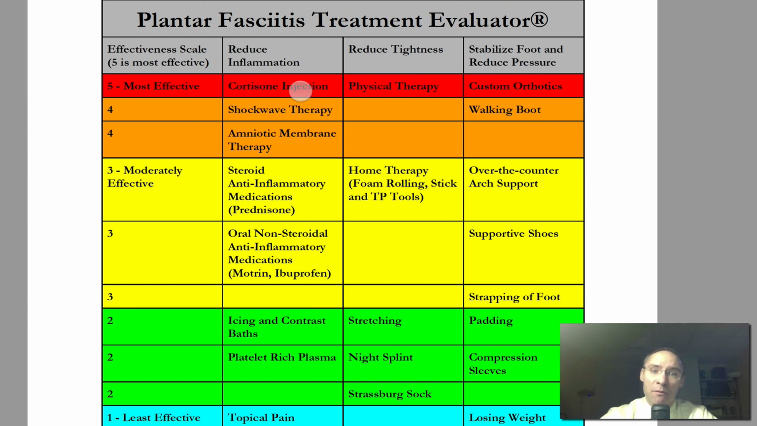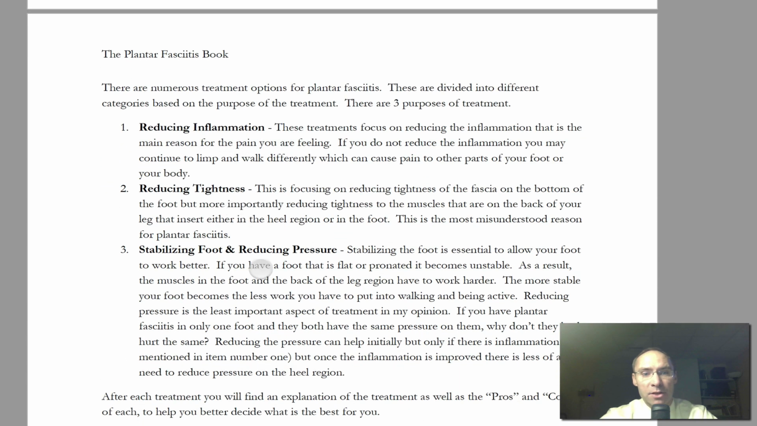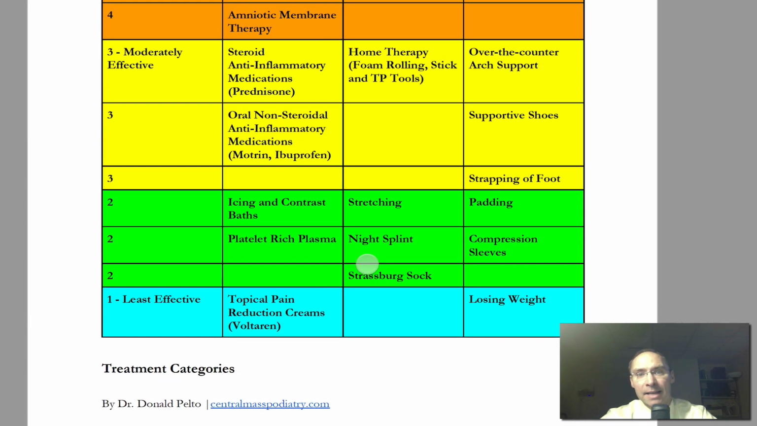If you don't have one or don't want to have one, then the next step would be shockwave. Now, there are a few caveats and pros and cons with each of these, and you'll find later on as I explain each aspect, we'll talk about inflammation, tightness, reducing pressure. I also put pros and cons. So what are the benefits and the contraindications? For example, the number that you can have. What are the problems? It kind of delays other types of treatment.